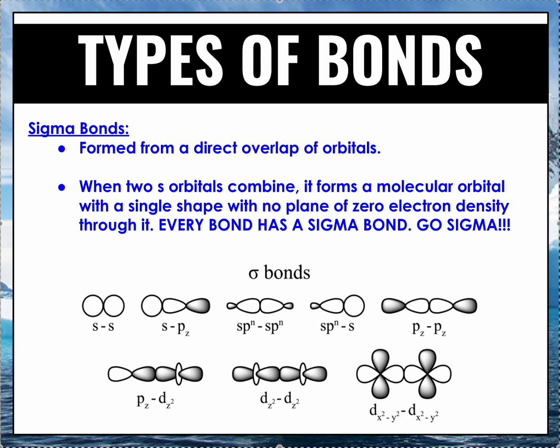Now, what I want to tell you is that every covalent bond does have a sigma bond in it. However, there is no plane of zero electron density that goes through it. It is just the two species sharing that bond overlap with one another. So again, every bond has a sigma bond, whether it be a single, double, or triple bond.